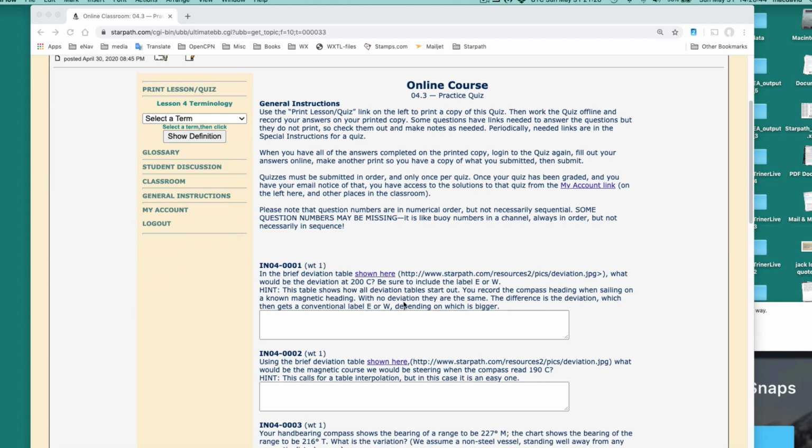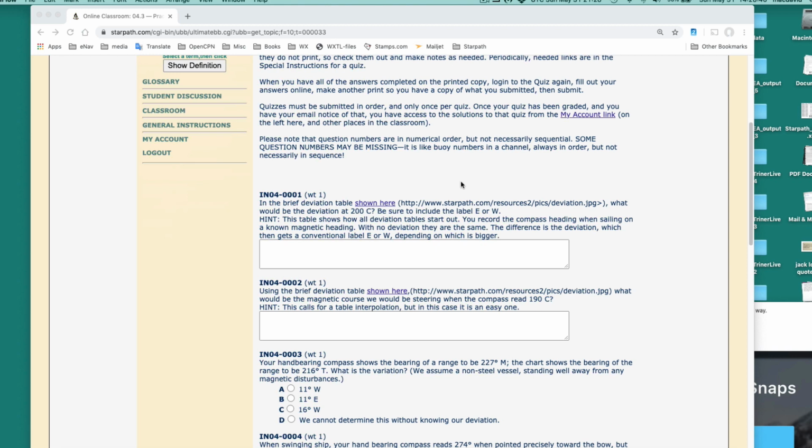So let's look at some of these. We've had some snags on this quiz, and so we want to put a little more background on it. Okay, it says in this brief deviation table, and there's links to it, what is the deviation at 200 C, 200 compass course C? Be sure to indicate east or west.